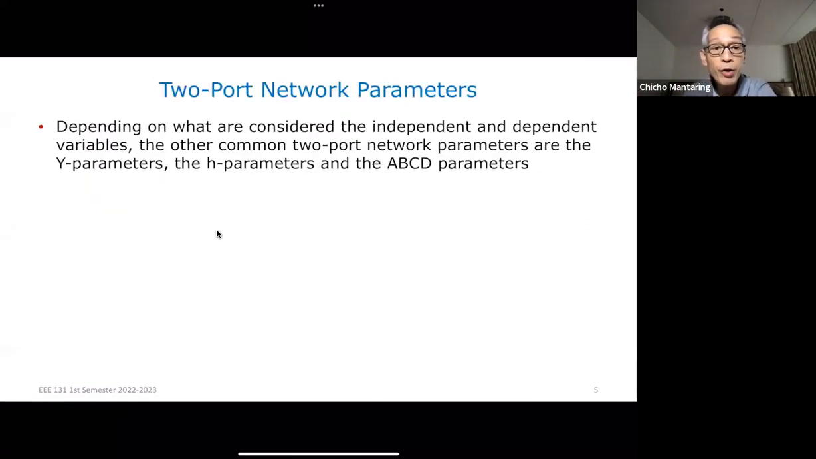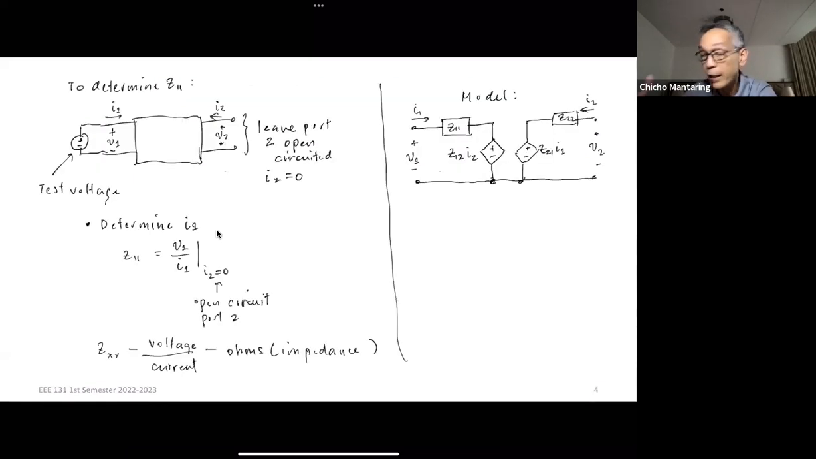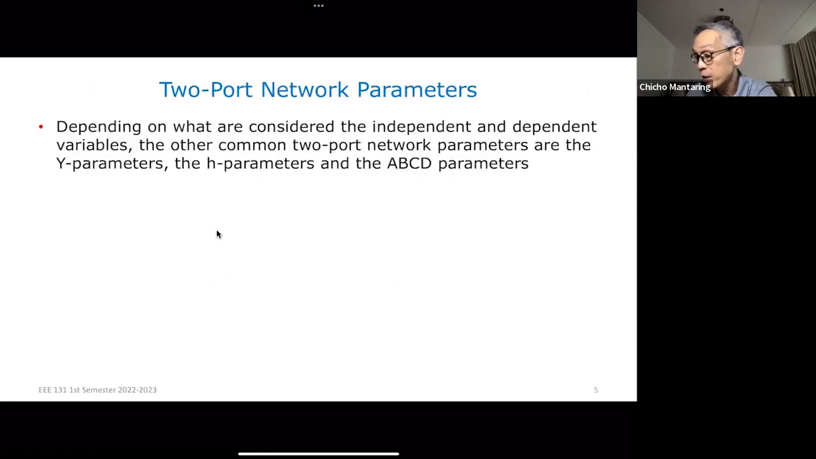Okay. So depending on what are considered the independent and dependent variables. So in this particular example, my independent variables are my currents, and my dependent variables are my voltages. So my parameters are called my impedance parameters or Z parameters. No? So there are many combinations of independent and dependent variables.